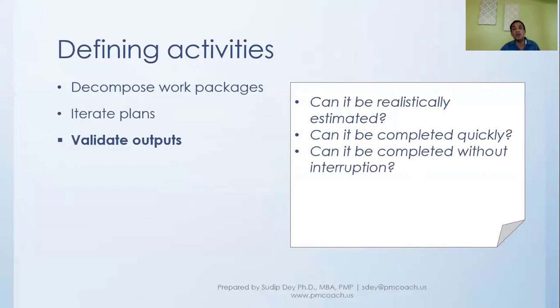It should also be completed without interruption. For example, I've identified one activity, and in between I have to stop so that someone else can finish some work before I can resume this particular activity. Now that is not a good way to define. We have to ensure that each activity we have identified can be completed without any interruption.